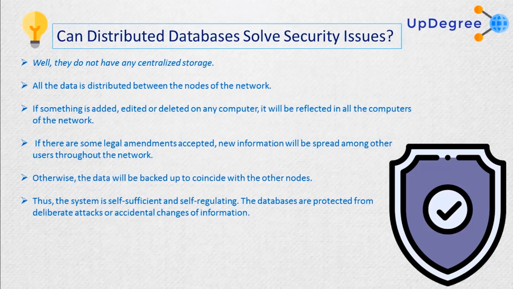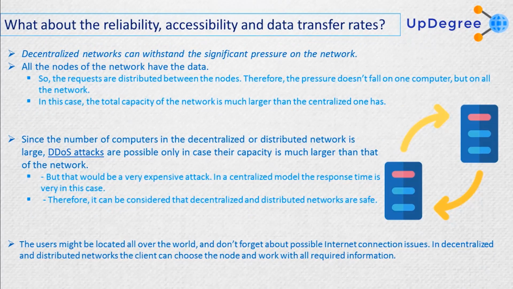That means it is protected from deliberate attacks, and even from someone accidentally trying to tamper with or change the data, it prevents that. So in one sentence, it is self-sufficient and self-regulating. I'm not saying that it's highly secure, but it solves some of the complexity of security issues. So it also has reliability, accessibility and data transfer.